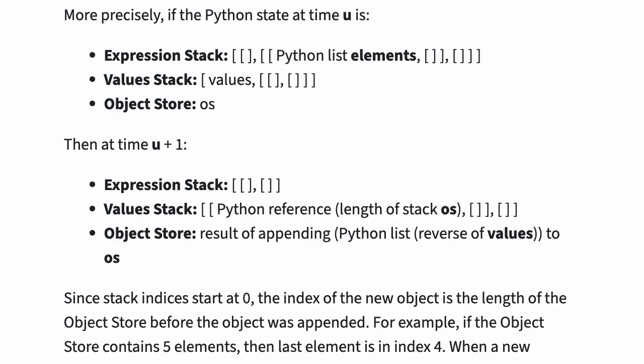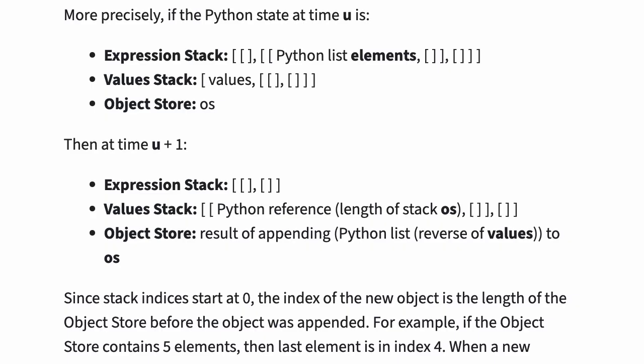More precisely, if at time u the expression stack contains an empty element followed by a Python list, and the value stack contains values, and the object store is OS, then at time u+1, the empty element and the Python list are popped from the expression stack. The value stack contains a Python reference whose value is the length of OS, and the object store is the result of appending the list with the reverse of the values to OS.